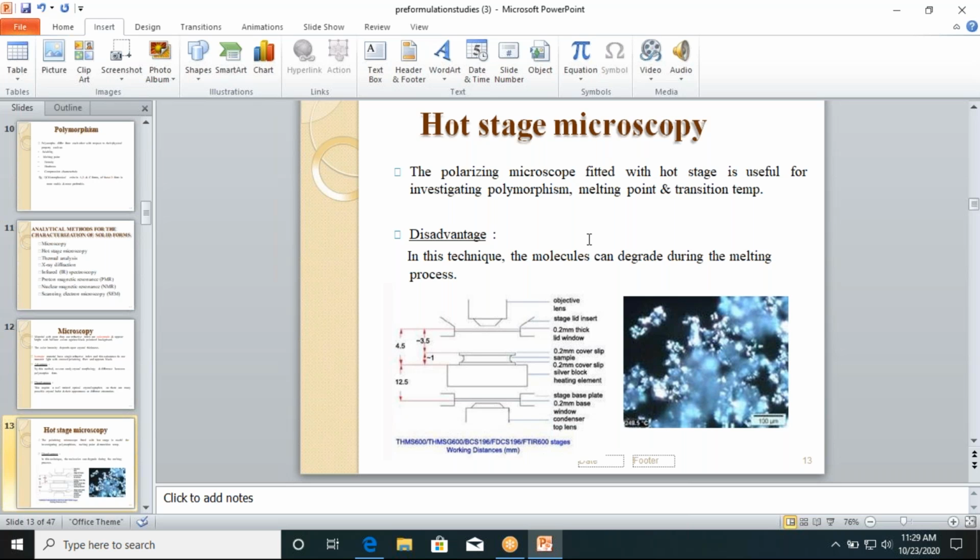So hot stage microscopy, what are the three main uses? You can determine the melting point, transition temperature, and it is also used for investigating polymorphism. So what is the disadvantage? The disadvantage is that in this technique, the molecules can degrade during the melting process.